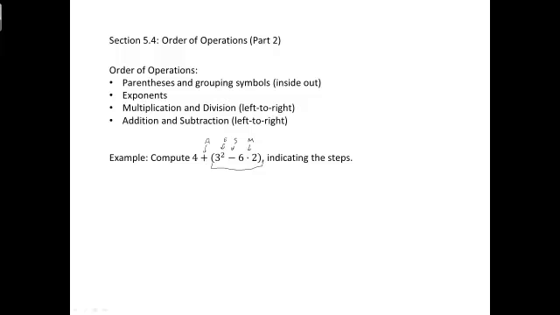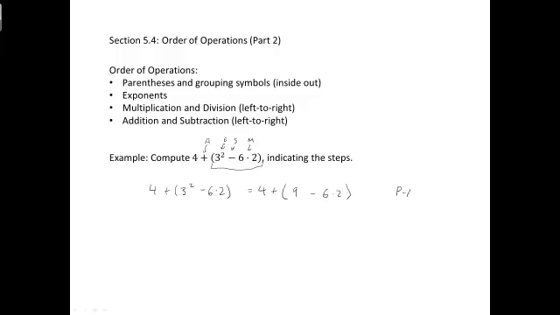At first this may seem complicated, but after doing a few examples, you begin to get some intuition about how it will work. Okay, so here we go. Inside the parentheses, we're going to do the exponent first. 3 squared means 3 times 3, which is 9.